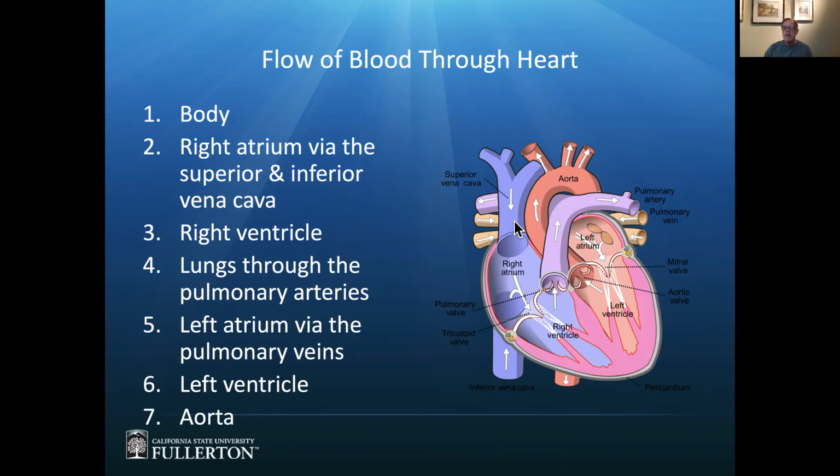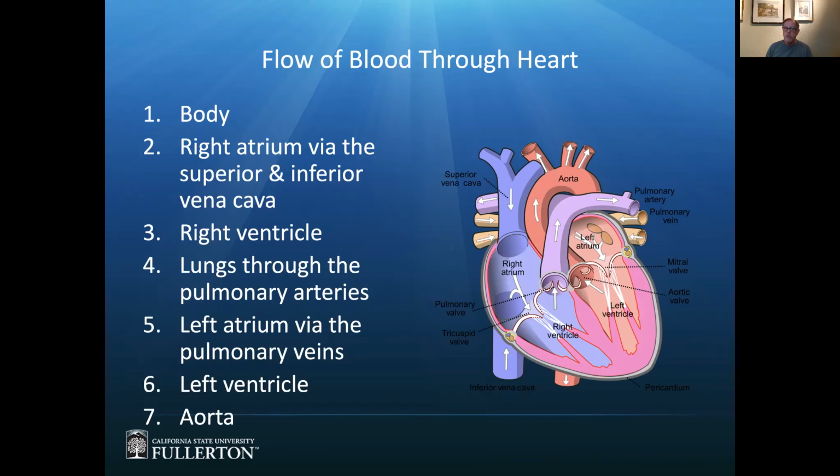And I'm just numbering the parts through which the blood flows, starting with number 1 from the body. It enters one of the 4 chambers of the heart. There are two upper chambers, which are called the atria. That's plural, atria. So you have 2 atria, a right atrium and a left atrium. And then the 2 bottom chambers of the heart, the right and the left ventricle.